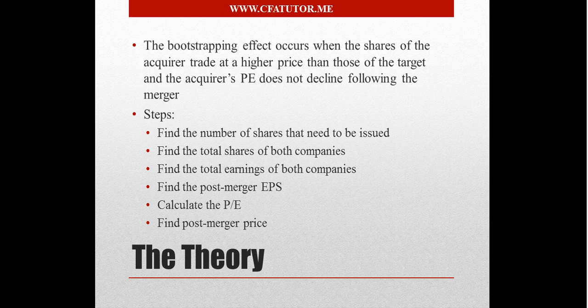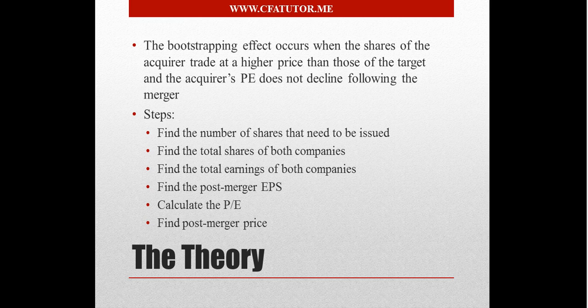So the bootstrapping effect occurs when the shares of the acquirer trade at a higher price than those of the target, and the acquirer's price to earnings ratio doesn't decline following the merger. The actual step that we'll have to do is to find the total number of shares to be issued for the acquirer to acquire the target. After that, we need to find the total shares of both companies, which is going to be the sum of the total number of shares.